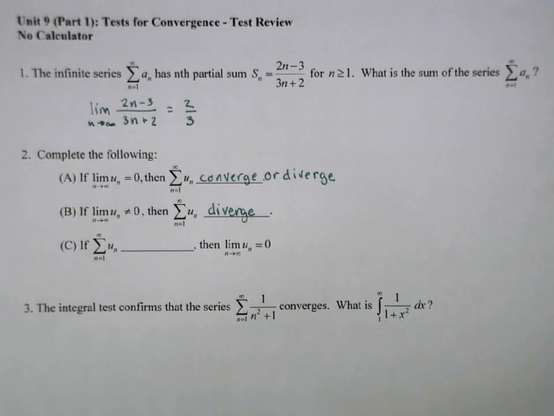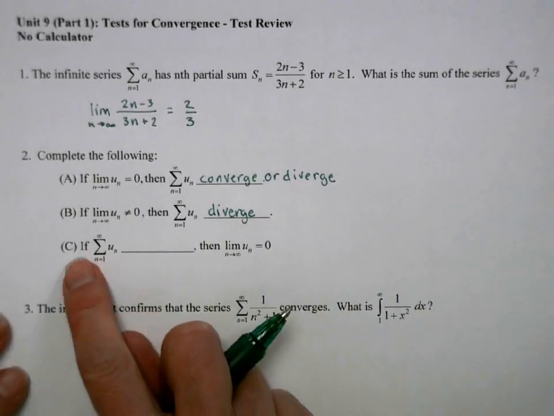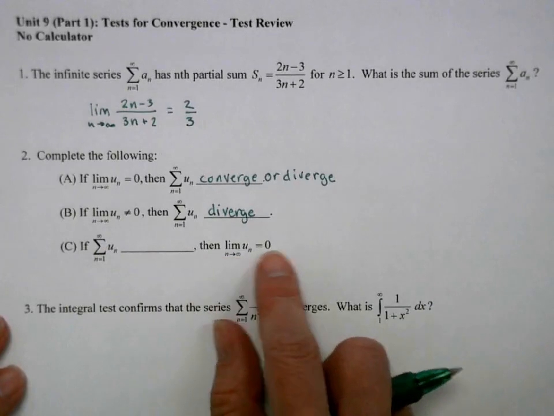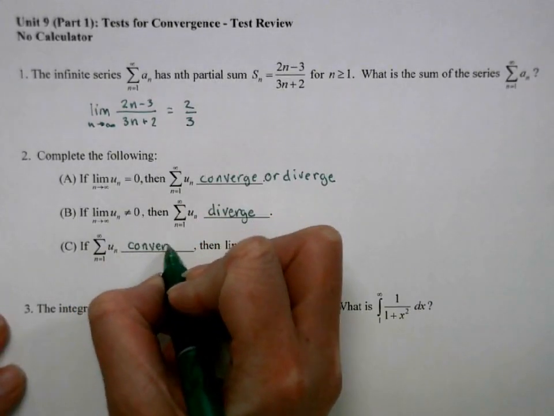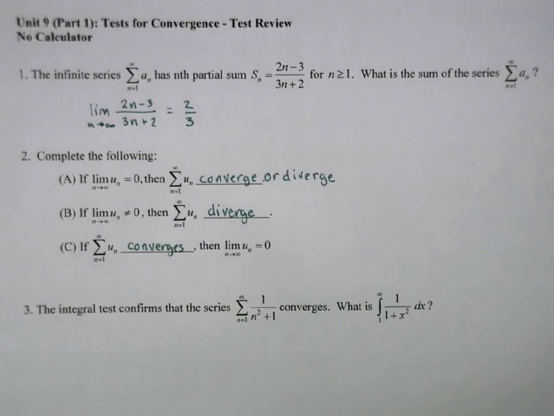And then the converse, or the contrapositive, I guess: if the series converges, then the limit has to equal 0. If you know that you have a convergent series, then the limit must have been 0. Now, the flip of that is not true. If the limit does equal 0, it could be convergent, could be divergent. But if you know it's convergent, then the terms had to go to 0 for that to happen.